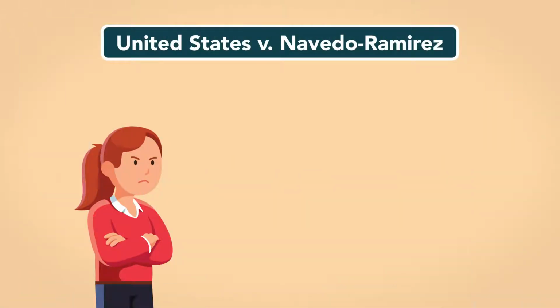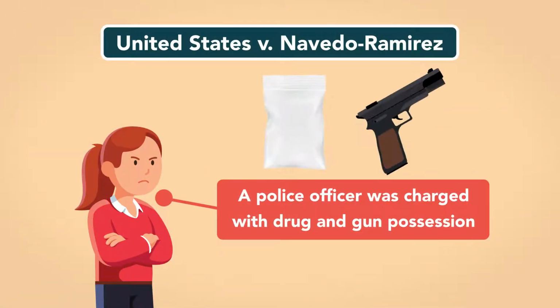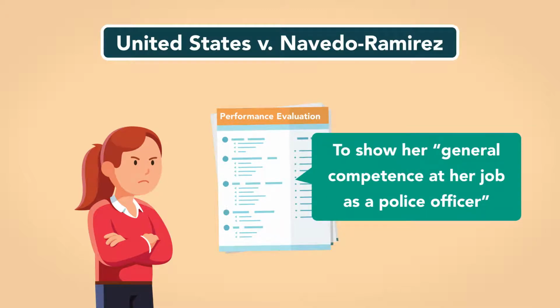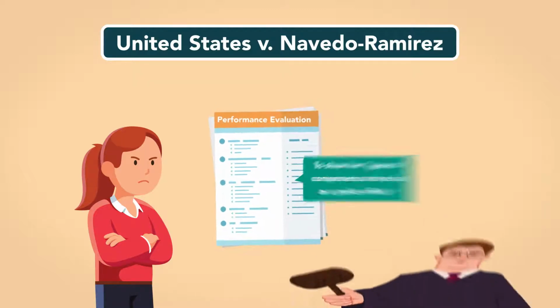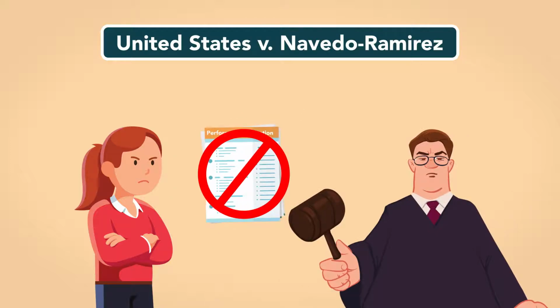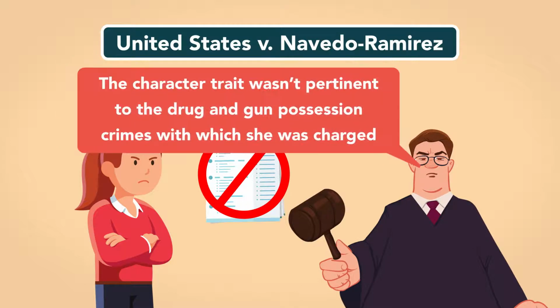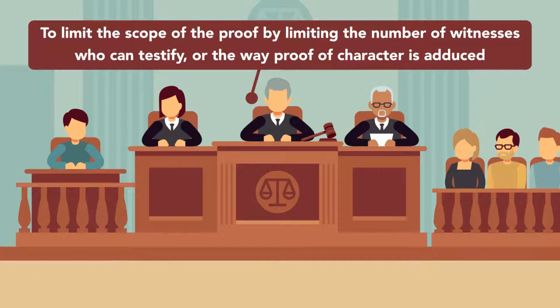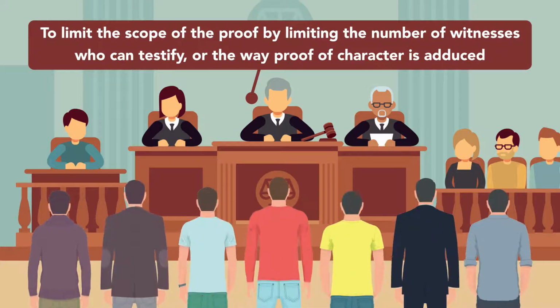In United States v. Nevado Ramirez, a police officer was charged with gun and drug possession. During her defense, she sought to introduce her police department performance evaluations to show her general competence at her job as a police officer. The court did not allow this character evidence to be admitted, reasoning that the character trait wasn't pertinent to the drug and gun possession crimes with which she was charged. Trial courts also retain power to limit the scope of proof by limiting the number of witnesses who can testify or the way proof of character is adduced.